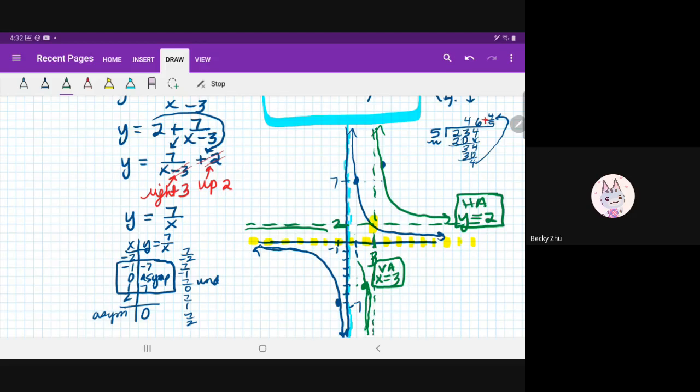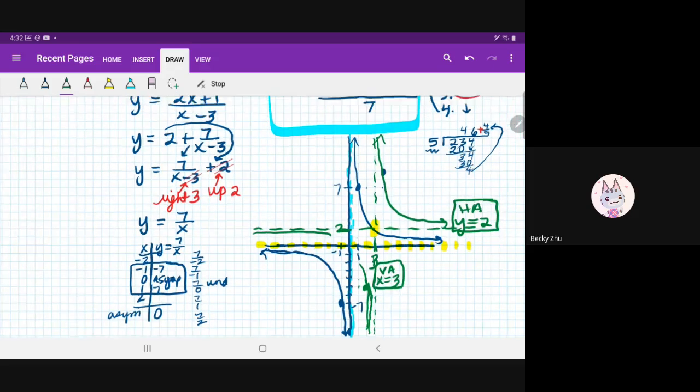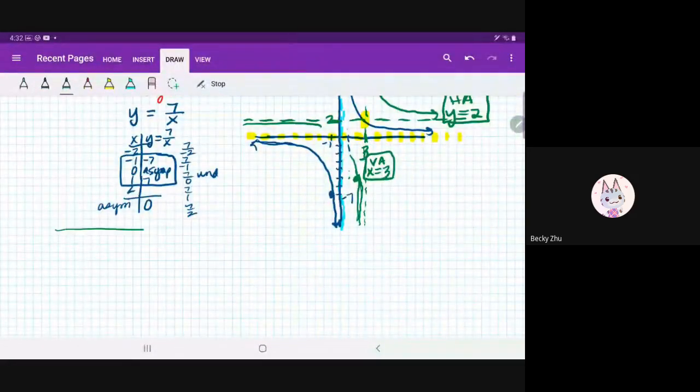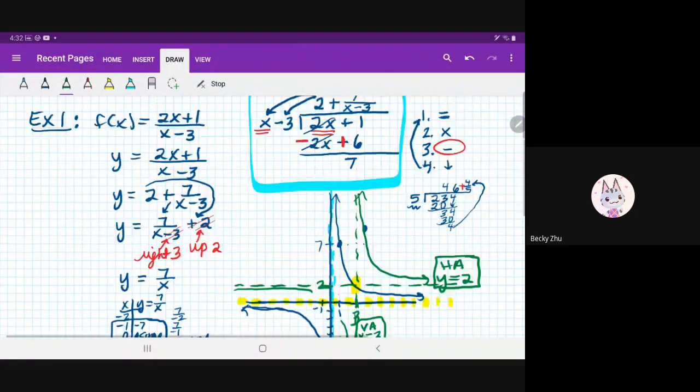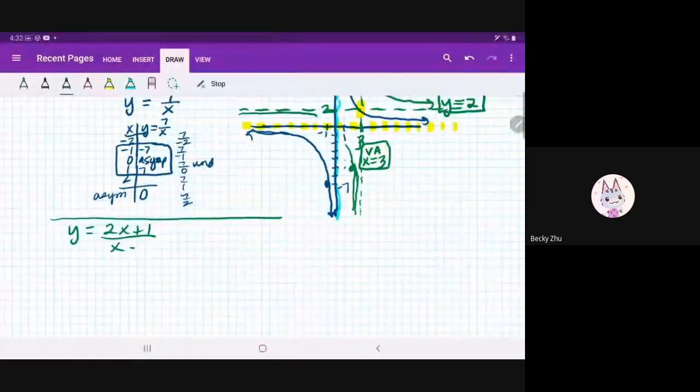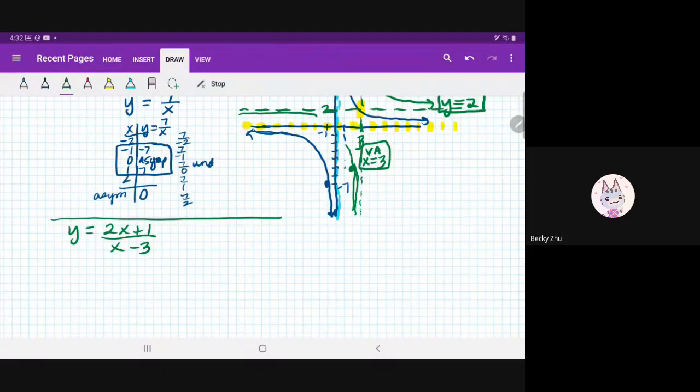Okay, so I'm leaving the green missing because I don't want to guess where the intercepts are when I can actually find them in the equation. So let me see the equation. Y equals 2x plus 1 over x minus 3. Okay, so you have 2 choices. I usually go back to the original, 2x plus 1 over x minus 3. I don't usually go to the long divided one. I just go back to the original. So to find an x-intercept and a y-intercept, I'm going to write: use original for intercepts.